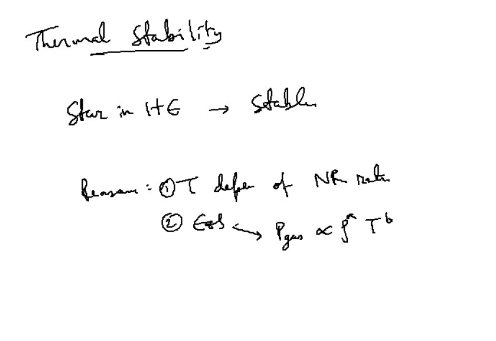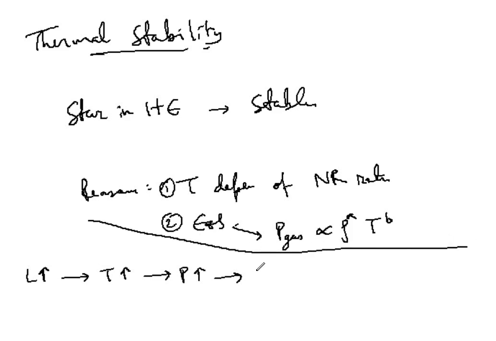Okay, now you see, suppose the luminosity increases. Now when does luminosity increase? Luminosity is basically due to nuclear burning processes. So suppose the luminosity of the star increases. Now this leads to an increase in temperature, right? Okay, now this causes an increase in pressure. Why? Look at the equation of state form. It depends on the temperature to some power. And if the pressure increases, then your gas expands.